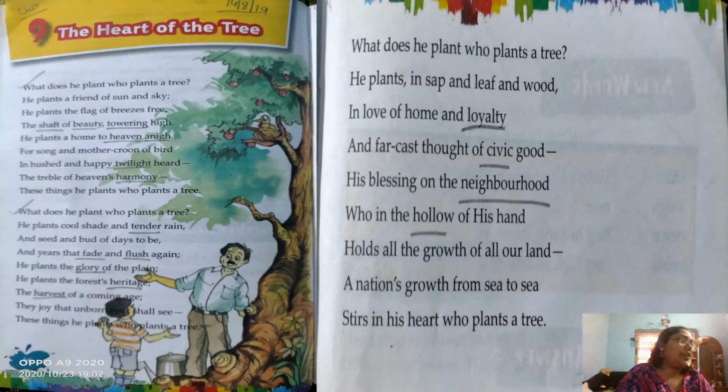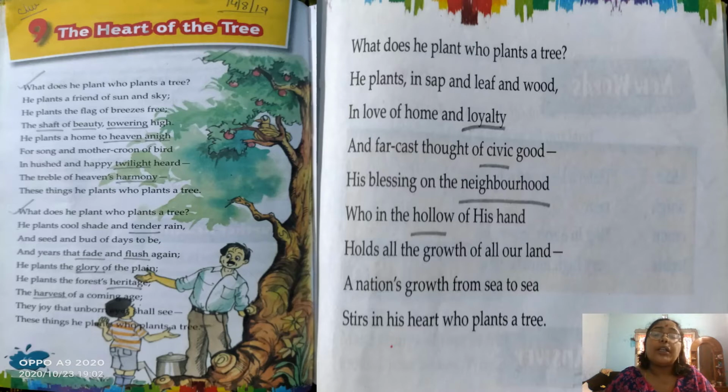Just see here, I've given you all the poem. The total poem is given, but you are going to write only the first paragraph. What does he plant? To plant a tree, he plants a thread of sun and sky. He plants a flag of breezes free, the shaft of beauty towering high. He plants a home to heaven anigh, for song and mother croon of bird, in lush and happy twilight heard, the treble of heaven's harmony. These things he plants who plants a tree.